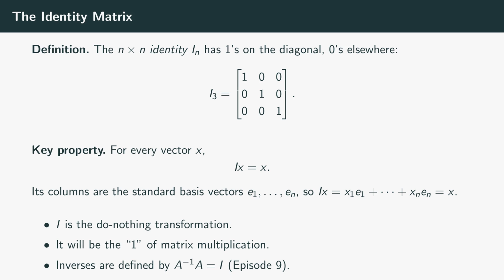So the identity times x is x1 times the first basis vector plus x2 times the second, and so on, which just reassembles x itself. The identity is the do-nothing transformation, feed in any vector, get it straight back. It plays the role for matrices that the number 1 plays for ordinary multiplication, and we will lean on it constantly. In particular, 2 episodes from now, the inverse of a matrix will be defined as the matrix that multiplies A back down to the identity. Hold on to the identity, it is the anchor.